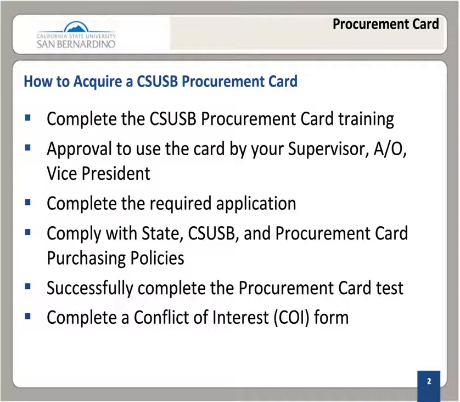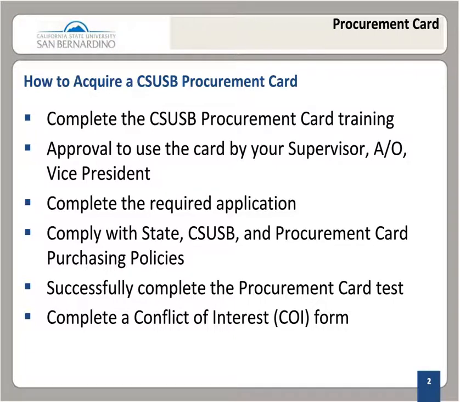Four signatures are required: the cardholder, the approving official, dean or manager, and your division vice president. Your approving official must be in a supervisory position to the cardholder. You also have to agree to follow California State University state and procurement card purchasing policies.